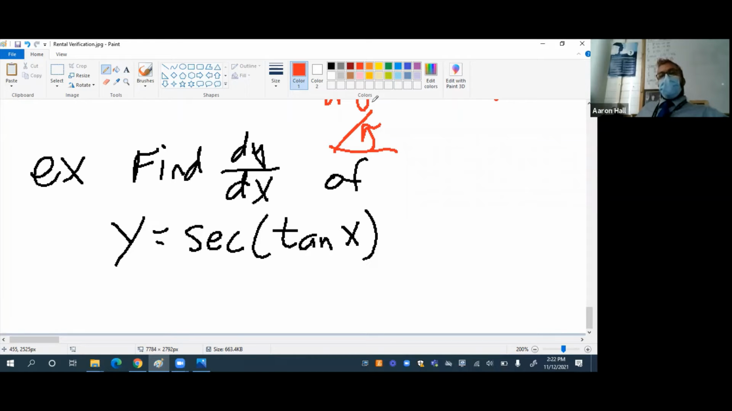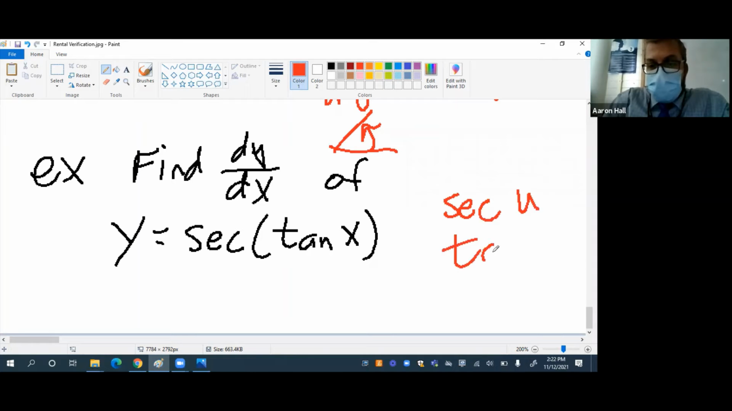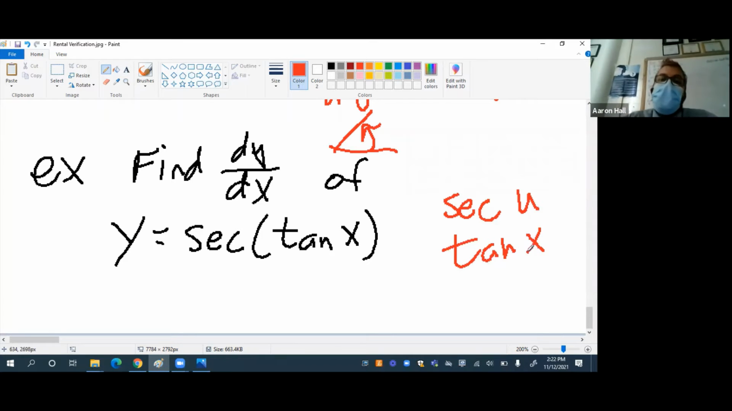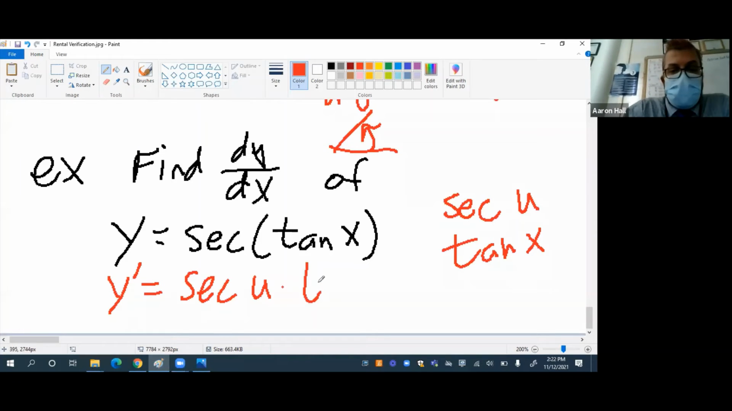Emerson, do you see a function inside of another function? Yes. What is the outside function? Secant of u. Yep, inside function. Okay. What is the derivative of secant of u? Secant of x times tangent of x. Secant of u times tangent of u.